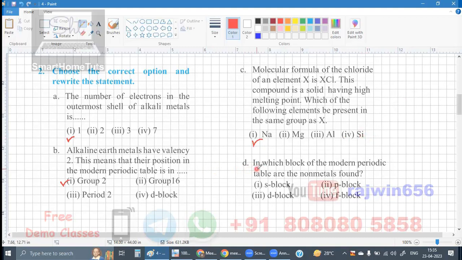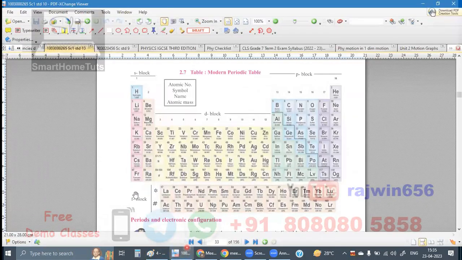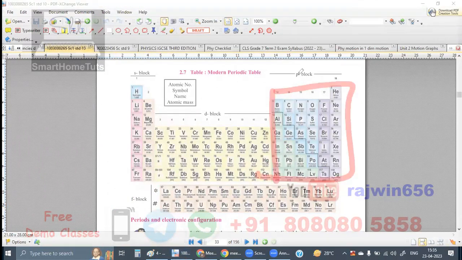The D part of the question: In which block of the modern periodic table are the non-metals found? Okay, this is the periodic table. The non-metals are in this block, so this block is going to be the P block.